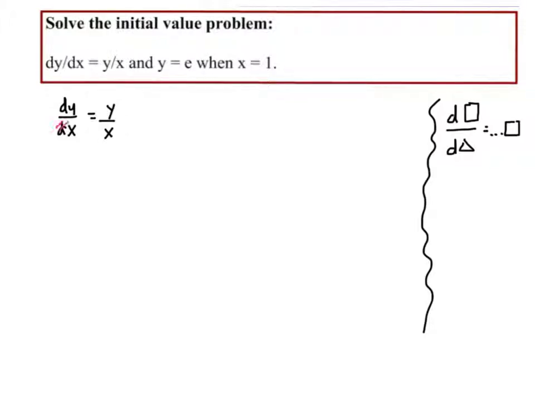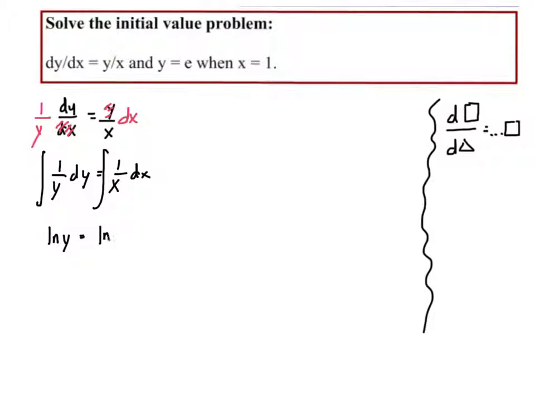I'm going to start by multiplying both sides by dx. I'm going to divide both sides by y. So I got 1 over y dy equals 1 over x dx. So I've separated, right? Separate and then integrate. So we have the natural log of y equals the natural log of x plus c.